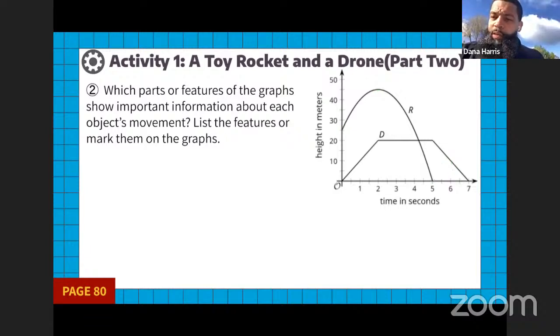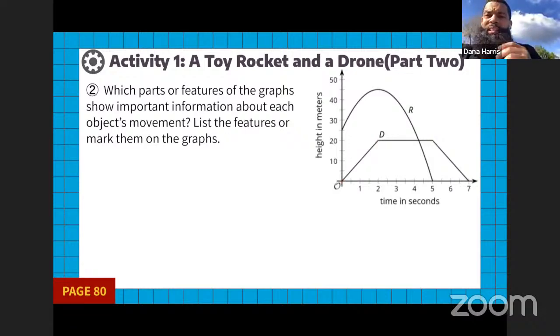Now, if we clear that out and we go and look at the drone, there are some key pieces of this drone's path. We know right there, that's where the drone was on the ground. We know this is another key part where this drone begins to hover at 20 meters in the sky. We know another piece right here where the drone, after 5 seconds, is getting ready to go back to the ground. And then we have this part right here at 7 seconds where the drone actually lands on the ground. So those are the key pieces in this graph, and looking at the features of the graph and what is happening with the path of both of these objects.